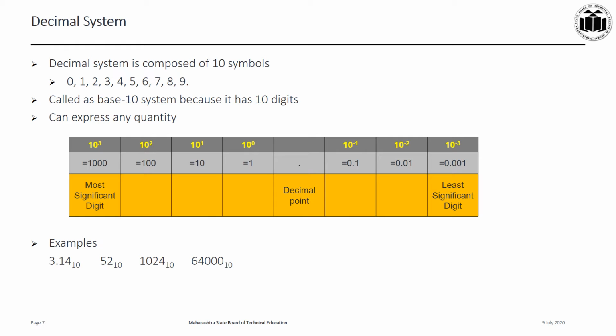Consider an example, 52 to the base 10. How will you represent 52, or how will you express 52? It will be 5 into 10 to the power 1 plus 2 into 10 to the power 0. So it is 50 plus 2, which is equal to 52.